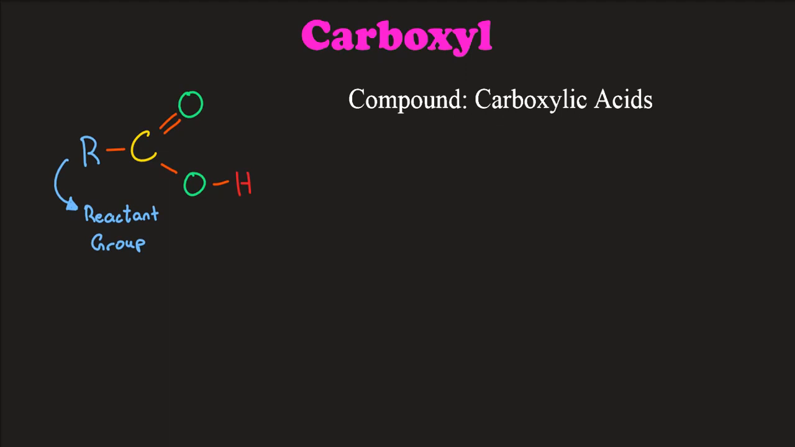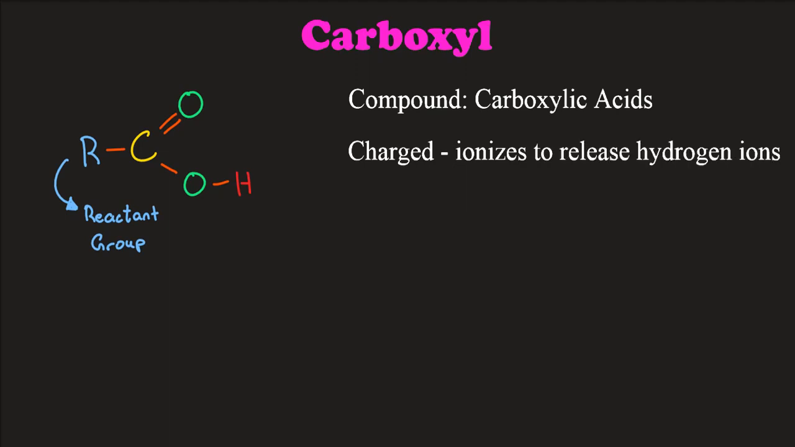The reason carboxyl is considered acidic is that when it ionizes, it can release hydrogen ions and become negatively charged. If you recall, a solution becomes more acidic as its hydrogen ion concentration increases. Since carboxyl has the ability of releasing hydrogen ions, it is considered acidic.